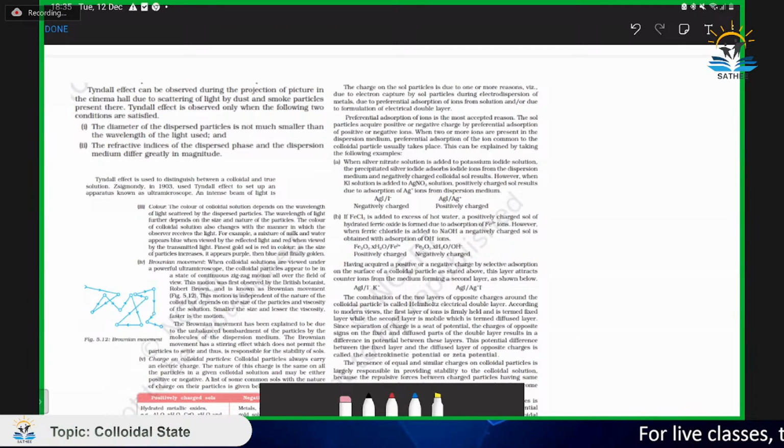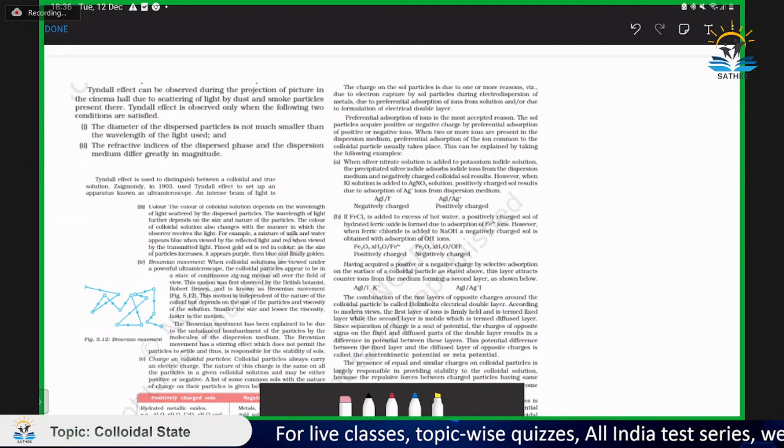Tyndall effect is observed only when the following two conditions are satisfied. The diameter of dispersed particles is not much smaller than the wavelength of light used, and the refractive indices of the dispersed phase and dispersion medium differ greatly in magnitude. That seems obvious, right? You see the Tyndall effect because your particles are large enough that they can scatter the light to a greater extent, and when their refractive indices differ more, the scattering extent also increases.